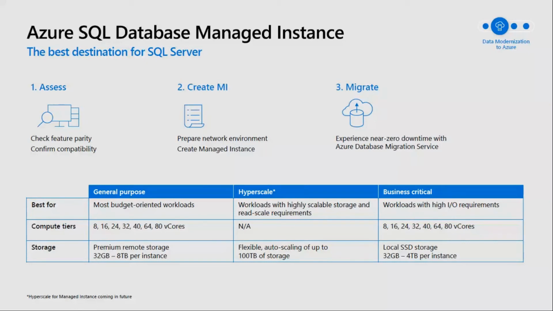Hyperscale is going to be rolled out pretty soon on SQL Managed Instance, which will give us data size up to 100 terabytes. And then you also have the business critical offering, where you can have 8, 16, 24, 32, 40, 64, or 80 vCores, and again 32 GB to 4 terabytes per instance. So you can see that in general purpose the maximum size of your instance can be 8 terabytes, and in business critical it is 4 terabytes.